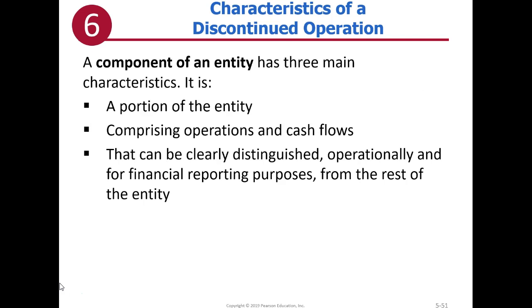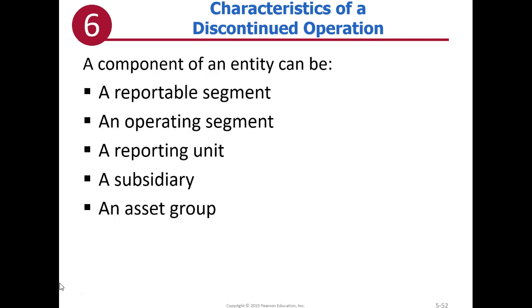A component of an entity has three main characteristics. It is a portion of the entity, it comprises operations and cash flows, and those cash flows can be clearly distinguished operationally for financial reporting purposes. A component of an entity can be a reportable segment, an operating segment, a reporting unit, a subsidiary, or an asset group.